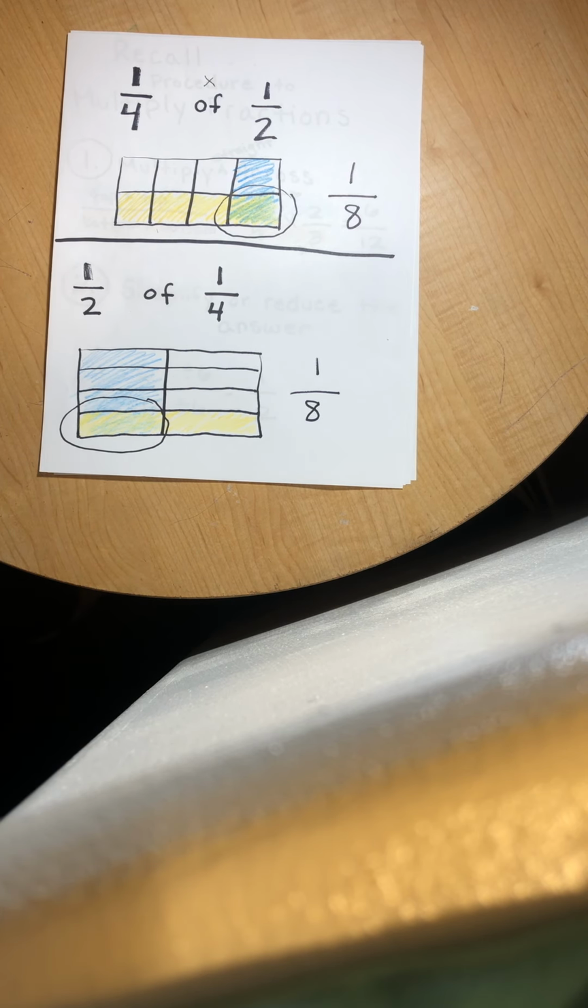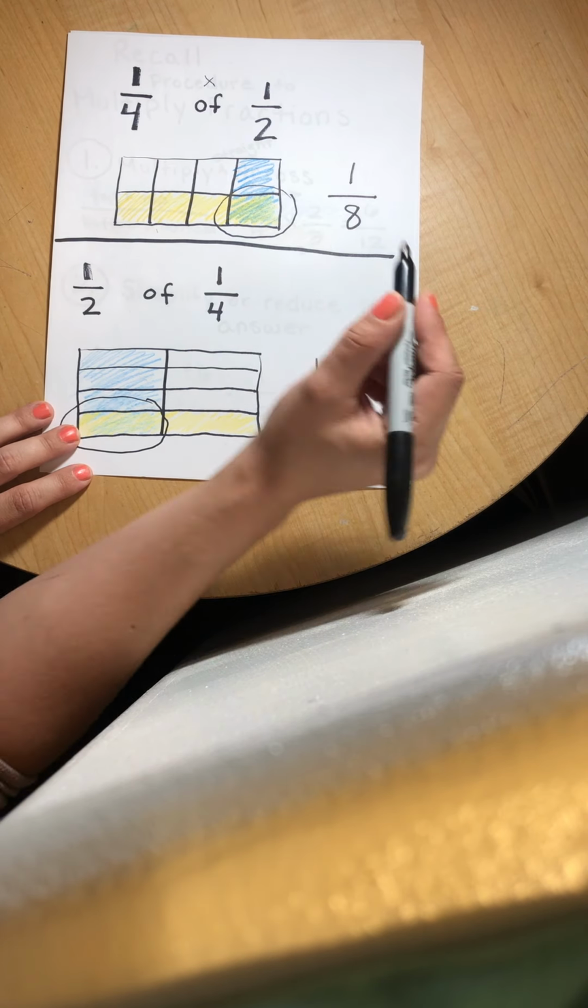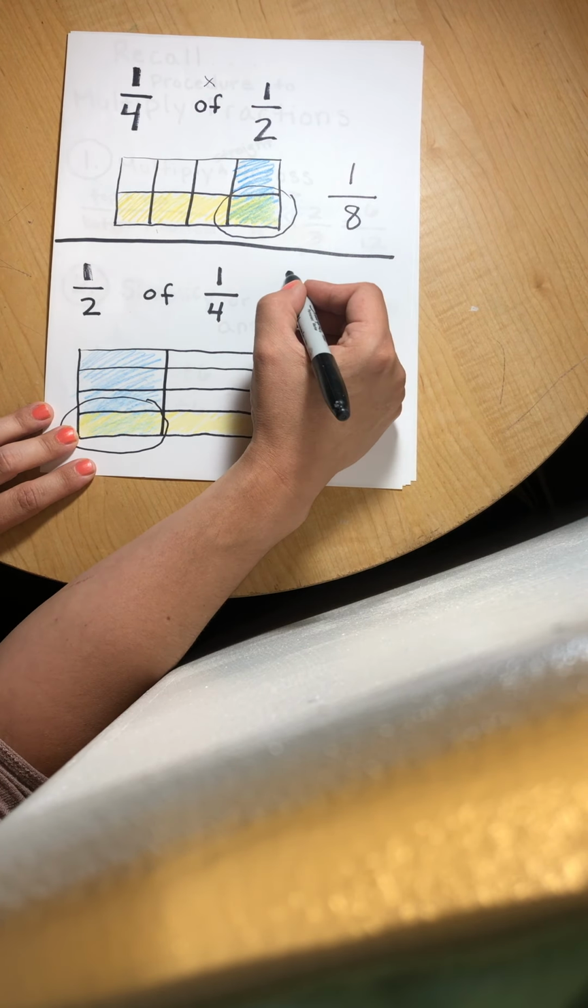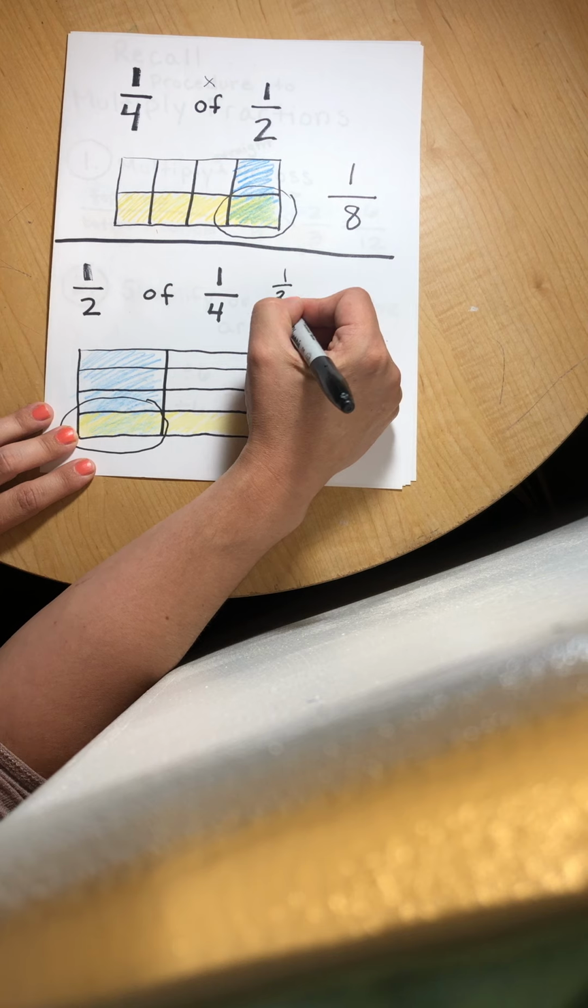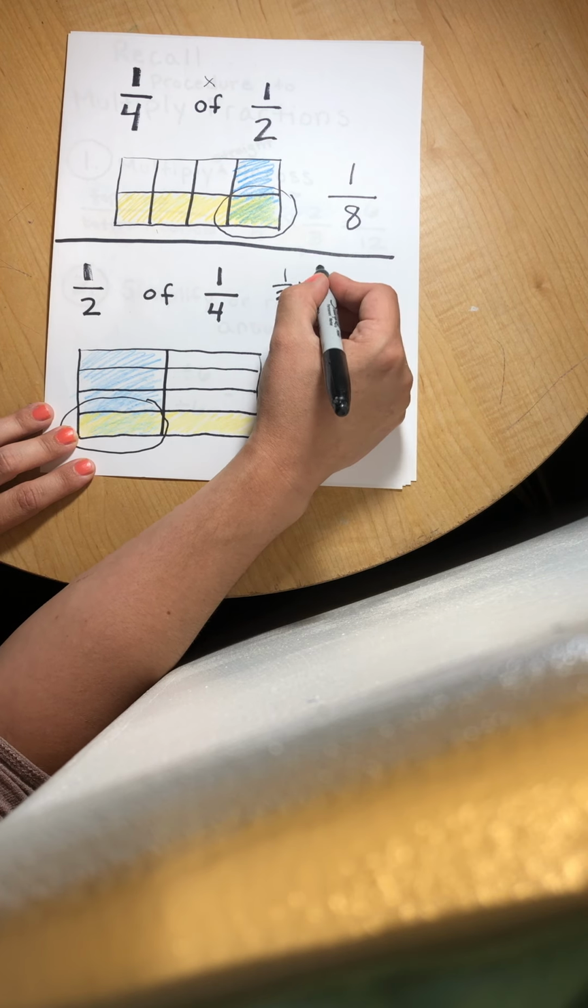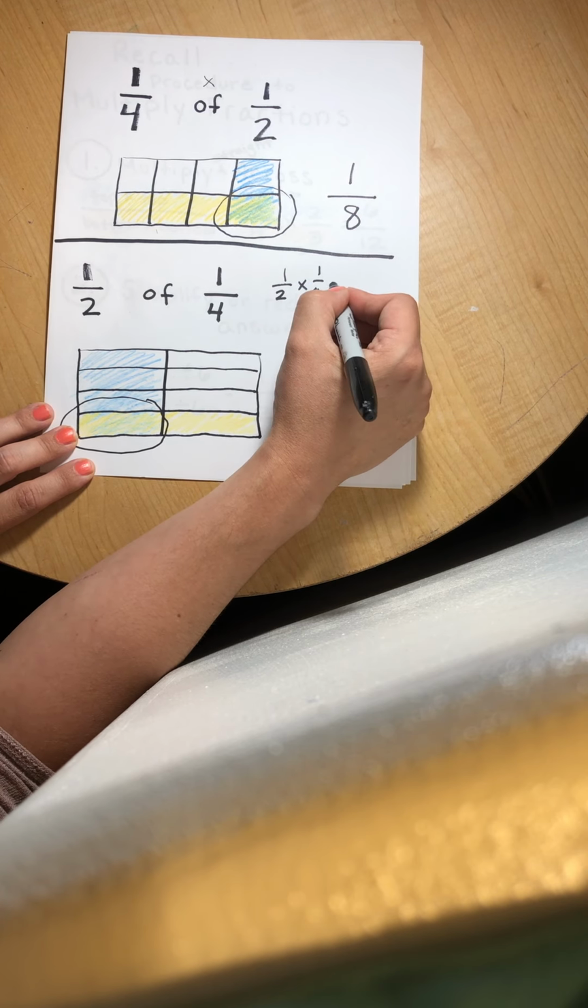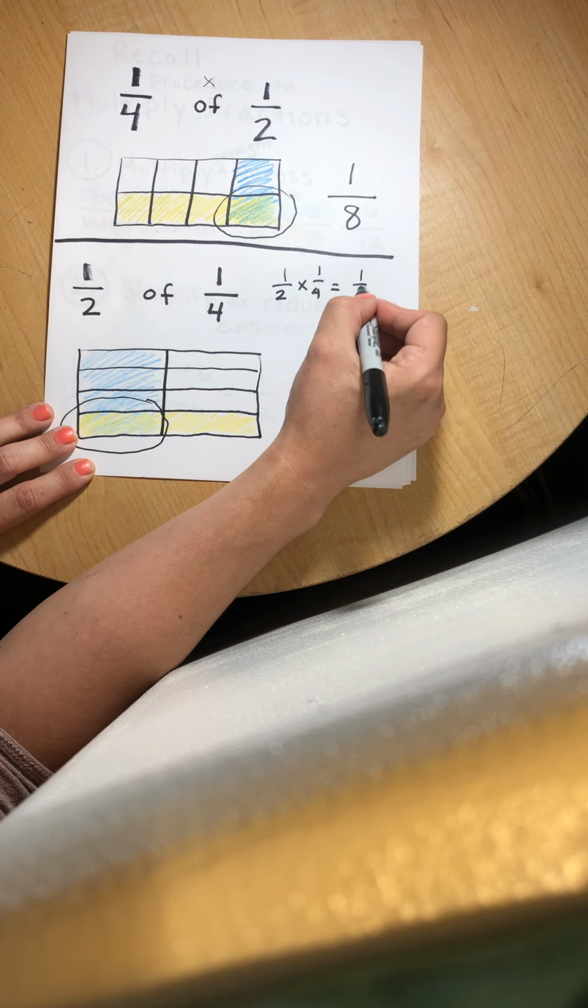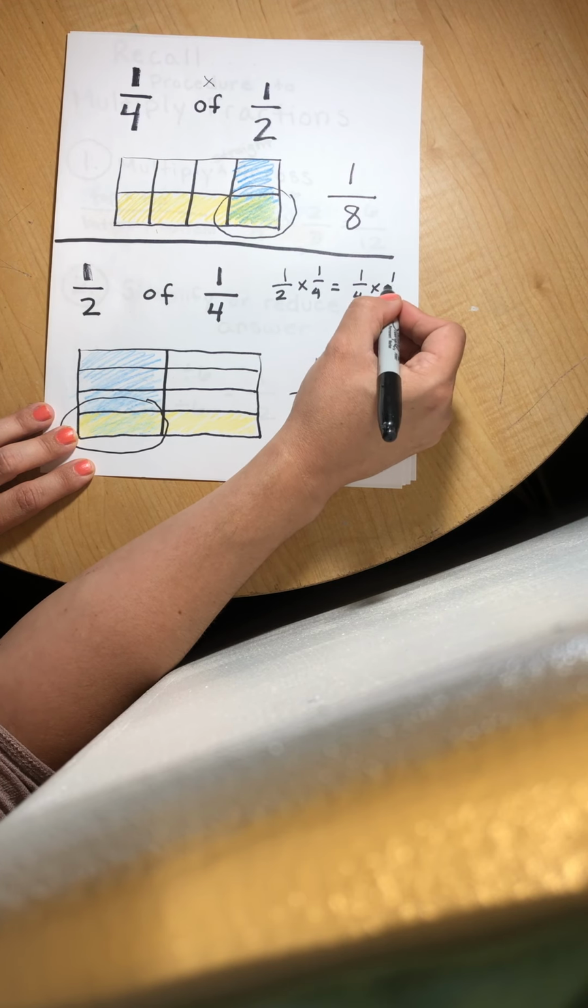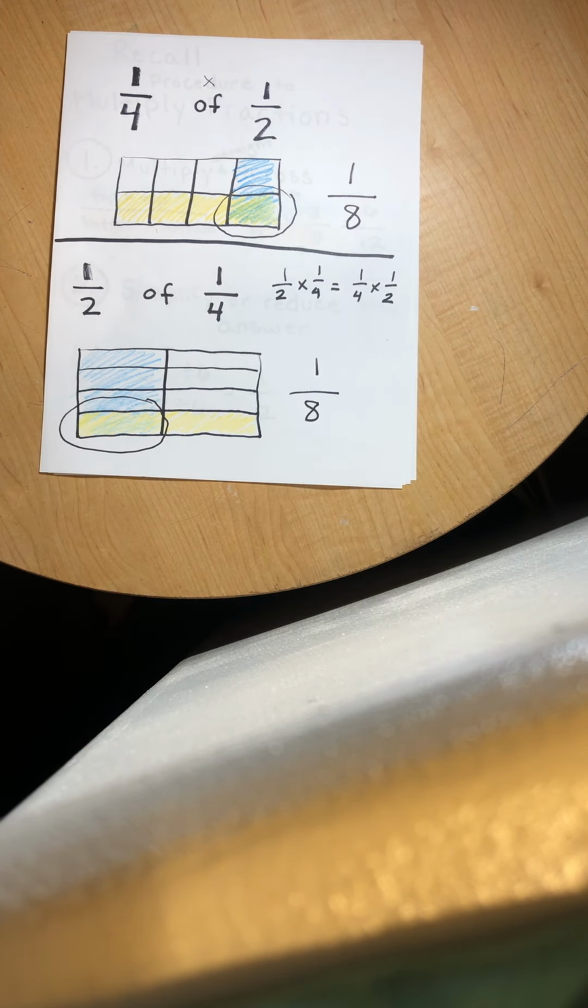Now I wanted to show this to you so you can see the commutative property of multiplication applied here. So 1/2 times 1/4 is equal to 1/4 times 1/2. Either way, you're going to get the same answer.